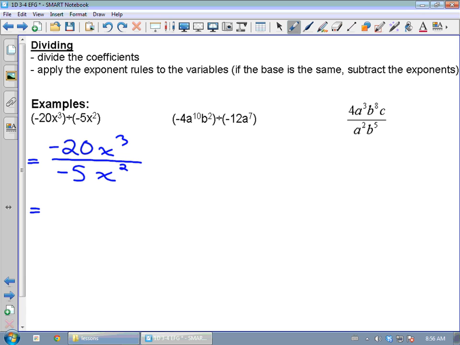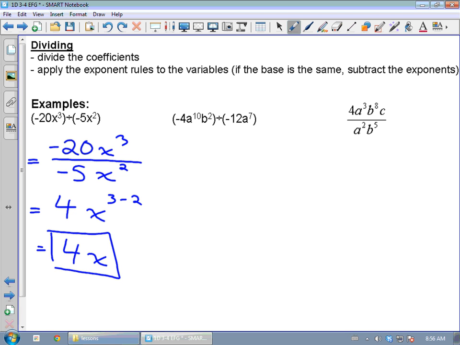So negative 20 divided by negative 5. Let's see, I've got a negative divided by a negative, so that's going to give me a positive. 20 divided by 5 gives me a 4. x and x, so the base is the same, and I'm going to subtract my exponents. 3 minus 2 is going to give me 1. So 4x, and my exponent would just be 1. But if the exponent is 1, I just don't write anything there.